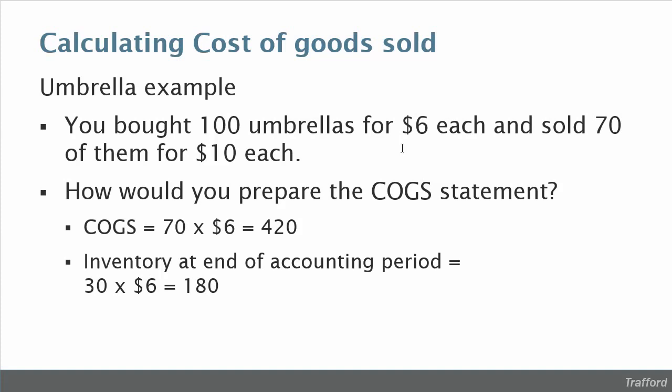Well, we could easily compute cost of goods sold here. The words basically tell us what this represents. We want to know the cost of those goods that were sold. So that would be the 70 umbrellas that were sold times the $6 that we paid for each one of those, or $420. Inventory at the end of the accounting period would be what's left. You bought 100. You didn't have any at the beginning. You bought 100 umbrellas. You sold 70 of them. So you have 30 left at the end of the month. 30 umbrellas that each cost $6 means that ending inventory on the balance sheet would be $180.